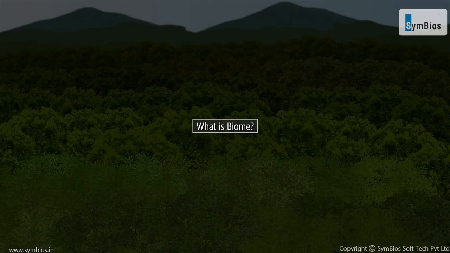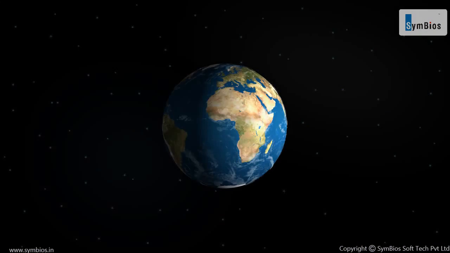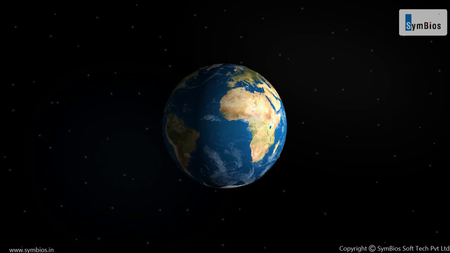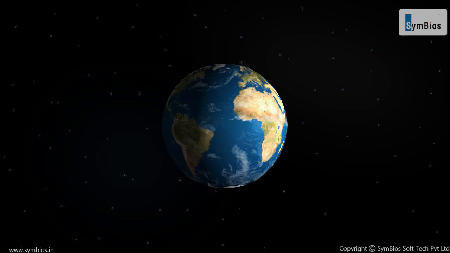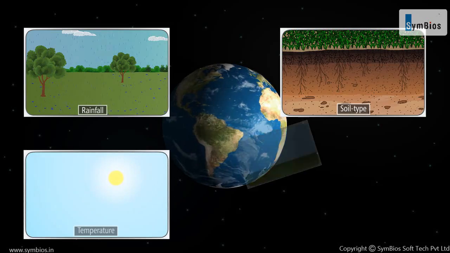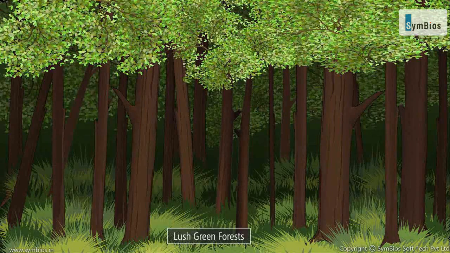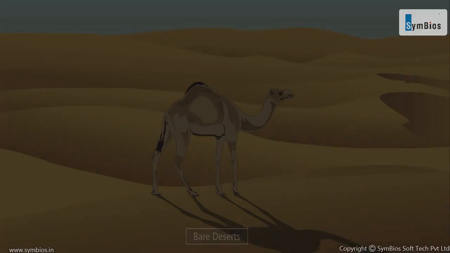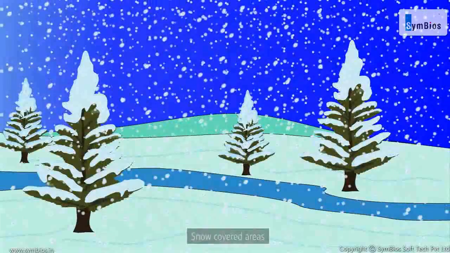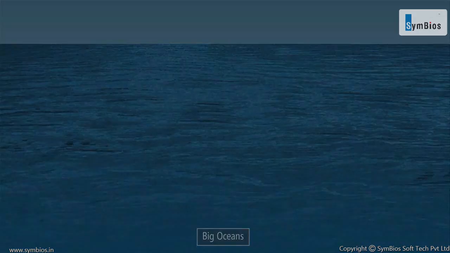What is a biome? The Amazon jungle is a part of the biome, tropical rainforest. Different regions of the earth have different climatic conditions due to the difference in rainfall, soil type, temperature, wind patterns, etc. That is why there are lush green forests in one region and bare deserts or snow-covered areas or big oceans in another region.